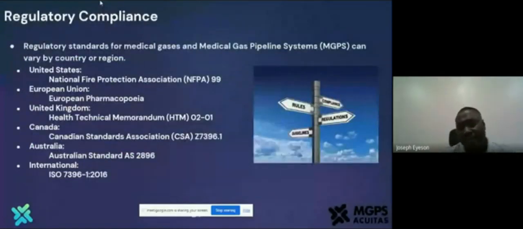There are compliances and some regulatory bodies that we always have to be aware of when it comes to MGPS. When it comes to MGPS, you can have the ASTM, the NFPA, the CSA, the AS. These are all regulatory bodies, and we have the ISO. ISO is international. Most people like to use the ISO and then the ASTM. Some people also like to use the NFPA, that is the US standard. So these are regulatory bodies that, as a biomedical engineer, you need to be aware of.